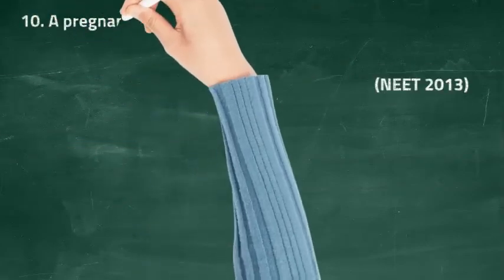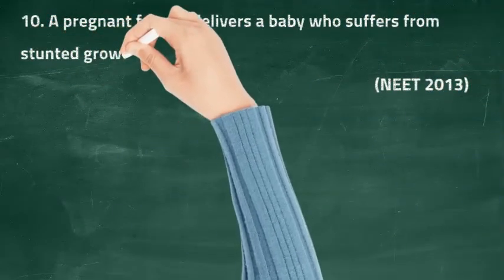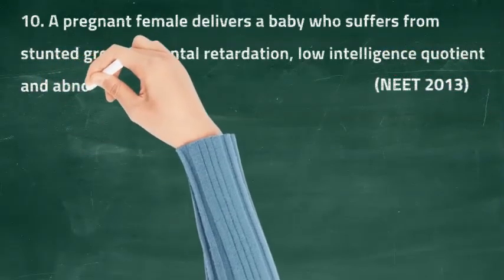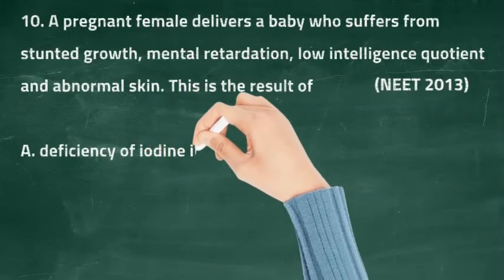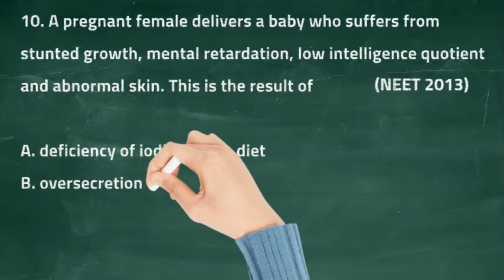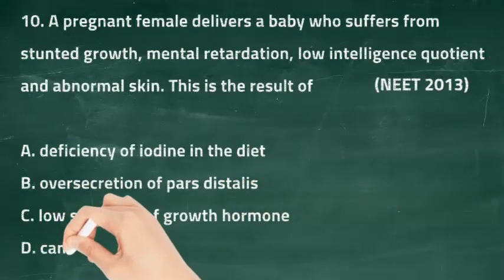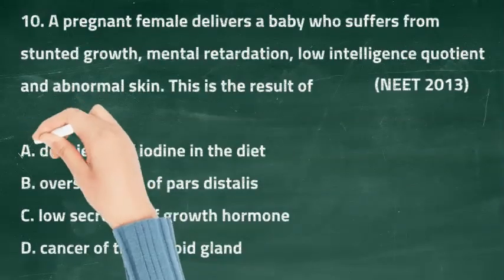So the last question for this lecture: a pregnant female delivers a baby who suffers from stunted growth, mental retardation, low intelligence quotient and abnormal skin. This is a result of: option A, deficiency of iodine in the diet; option B, oversecretion of pars distalis; option C, low secretion of growth hormone; and option D, cancer of the thyroid gland. So the right answer is option A, deficiency of iodine in the diet.